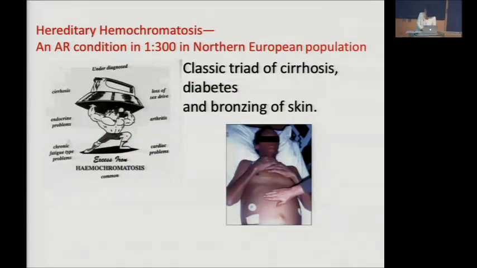So another example that I want to give is hereditary hemochromatosis. This is considered to be the most common genetic condition in persons of European ancestry with a prevalence of 1 in 300. And it is considered, if you look at your medicine textbooks, a classic triad of cirrhosis and diabetes and bronzing of the skin, and is caused by iron overload.